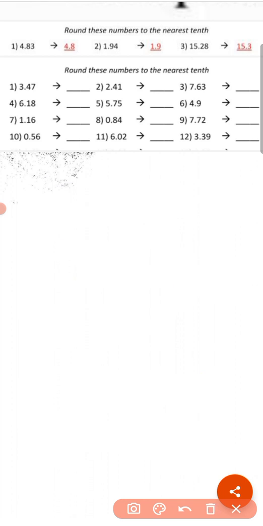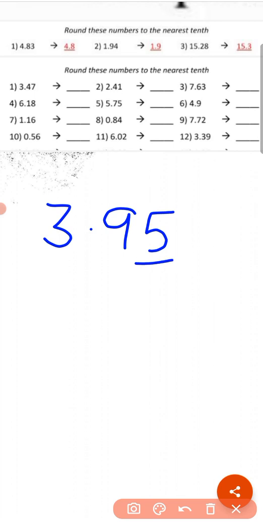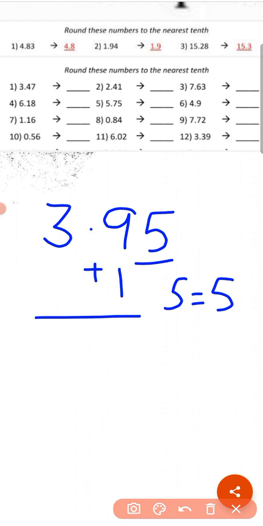One more example, children. 3.95. Which is the digit at the 100th place, children? 5, which is equal to 5. So you should add 1 to the 10th place. 9 plus 1 is 10, 0, 1 carry over, 3 plus 1 is 4. So 4.0 is our answer.